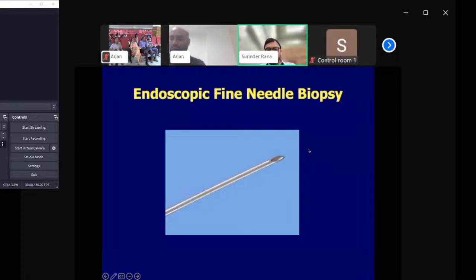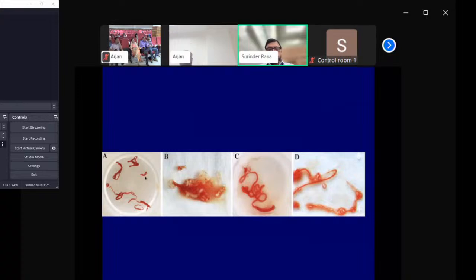And finally, the third problem which we are facing is fine needle biopsy. Whenever there is a diseased organ, for diagnosis we want to biopsy it. This is the conventional needle which we use. But the problem is the accuracy of tissue acquisition is about 70%. What we actually want is tissue core, so that the pathologist can see the tissue rather than the cytologist seeing the cells.